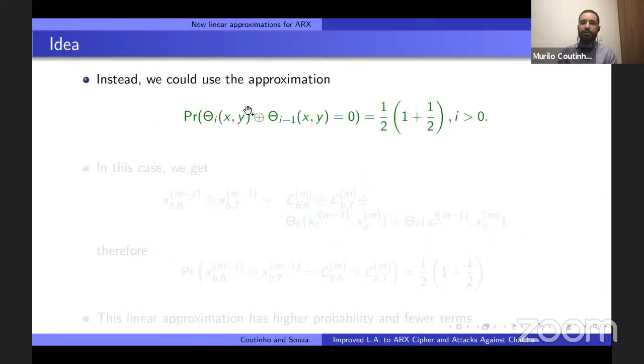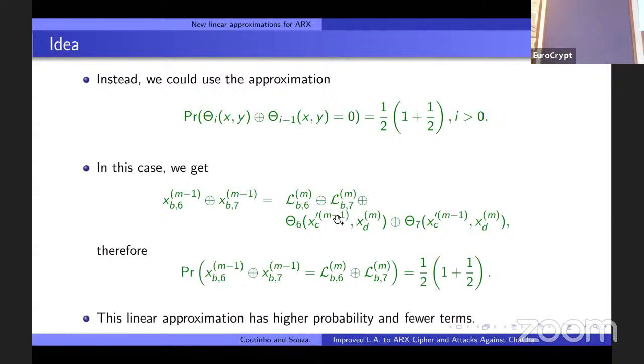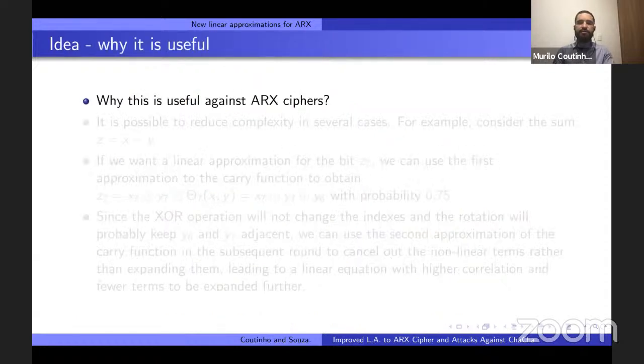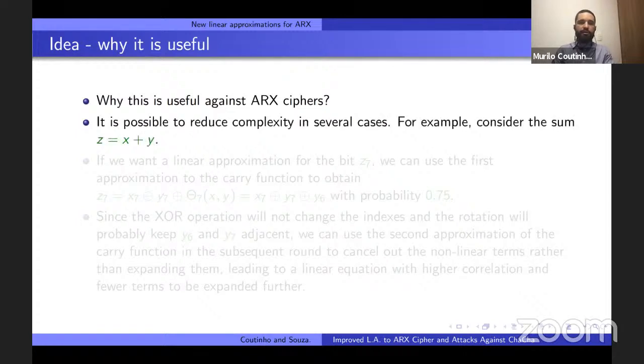Instead, we can use this second approximation that we are proposing. And in this case, it's very easy to see that we can cancel out these 2 nonlinear terms right here. And we get this linear expression that not only has a higher correlation of a half, but also has fewer terms, which is good when we're trying to expand it further. So why is it useful against ARX ciphers? Because it's possible to reduce the complexity in several cases.